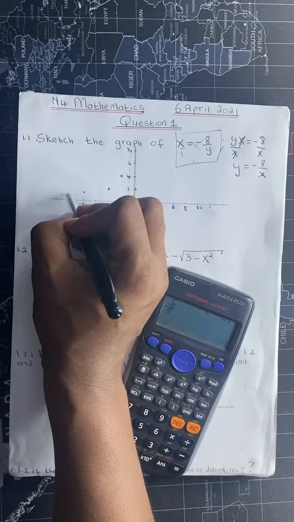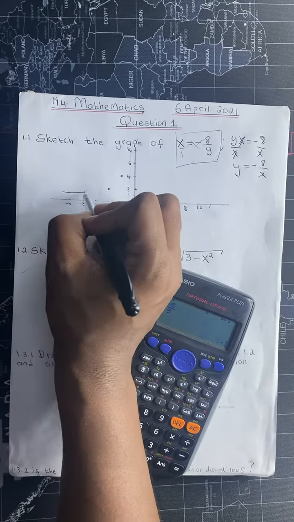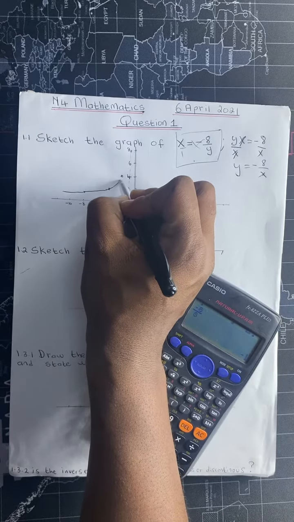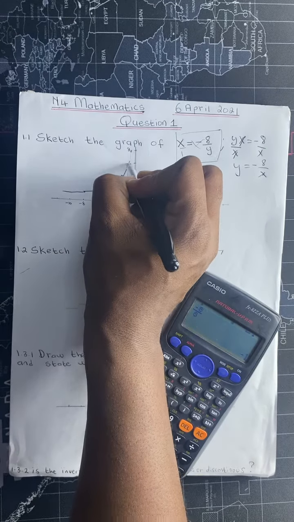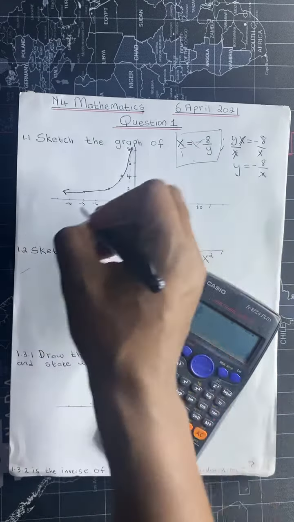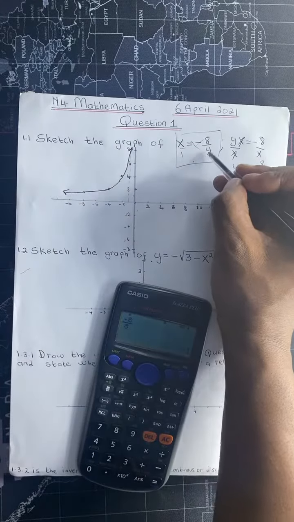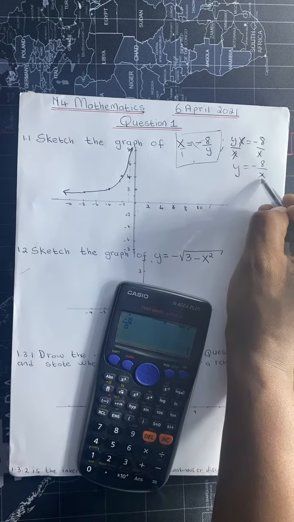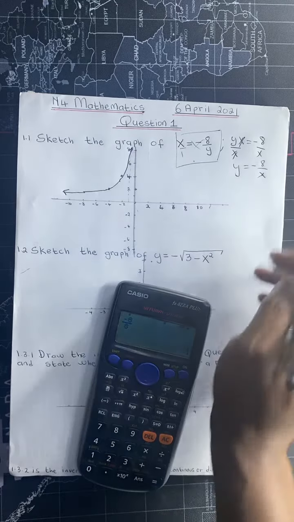So we can see that our graph will take this form, but it will not be able to touch the x and the y axis, because when we substitute 0 for y, this whole thing will be undefined, and when we substitute 0 for x, this whole thing will also be undefined.